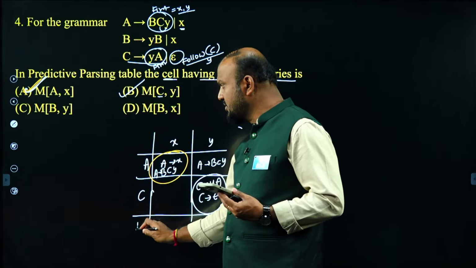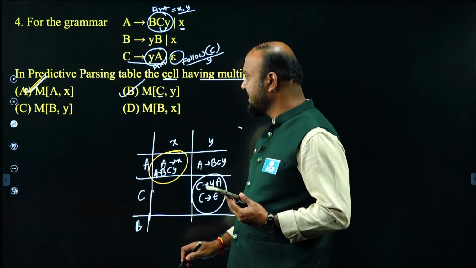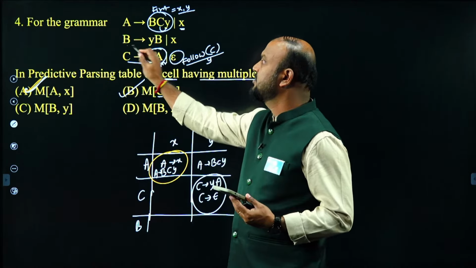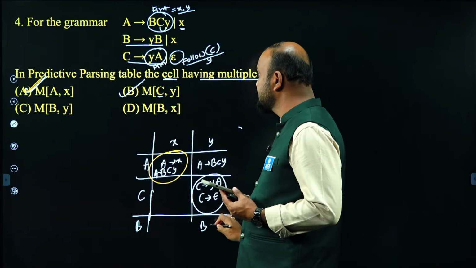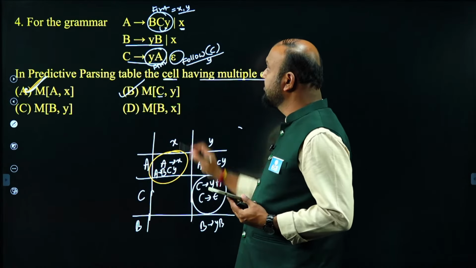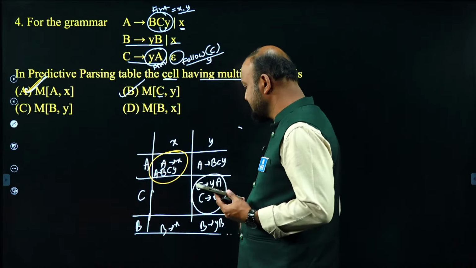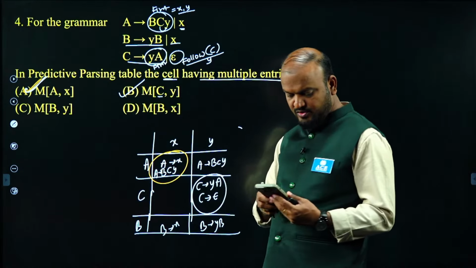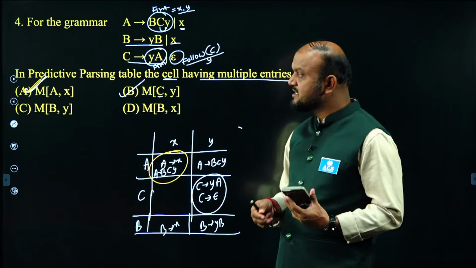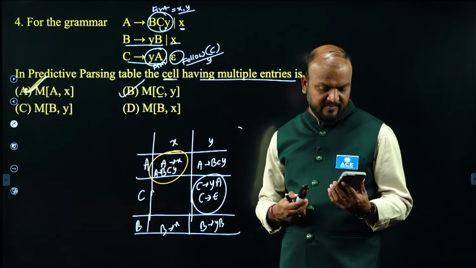C is about the B row. B row Y column, B row X column. In B row Y column we write B tends to YB, and in B row X column we write B tends to X. Any entries defined with multiple productions? No. Okay, so the correct answer for this question is A and B.